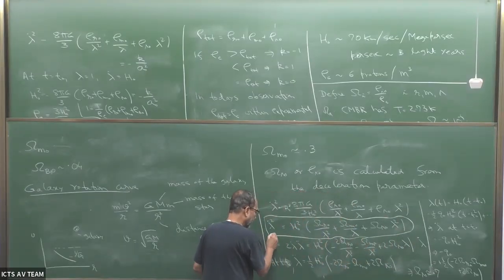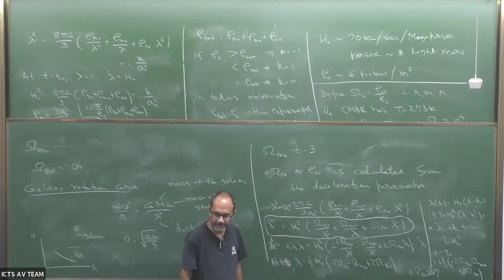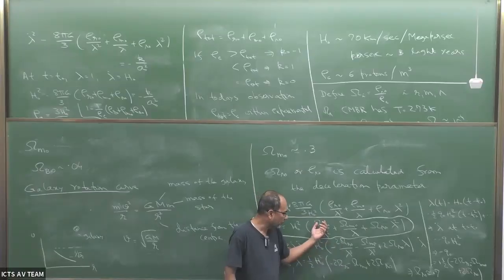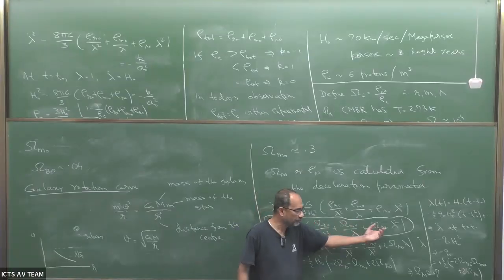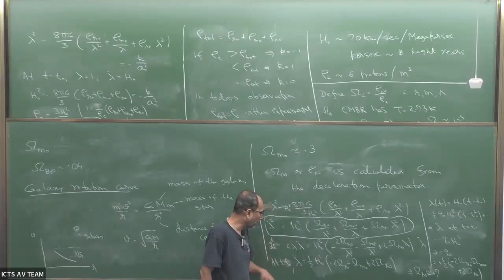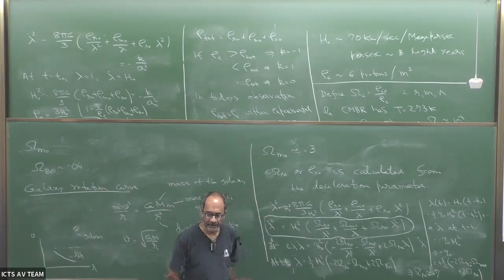Because here now everything is known. H naught we know, right? In fact, H naught will be the overall scale quantity that will set the time scale, right? Because H naught has a dimension of inverse time. All of the other quantities are dimensionless. This is 10 to the minus 4. This is 0.3. This is 0.7. So this will basically set the overall time scale, and then we can work with this.